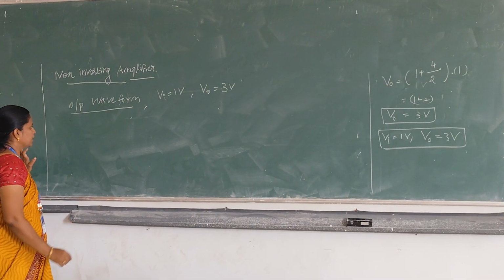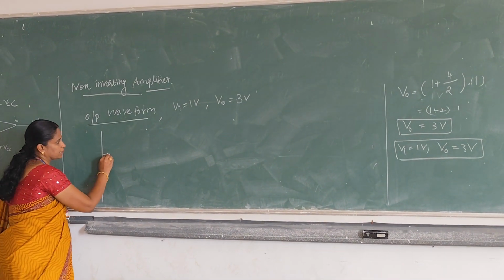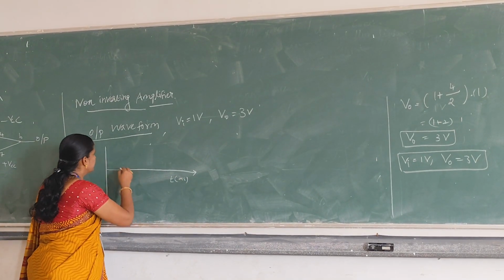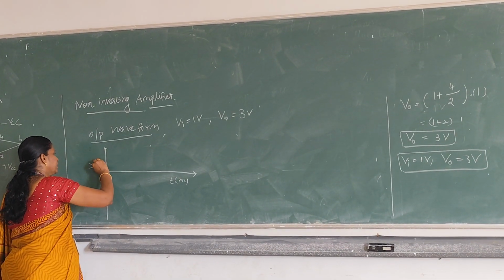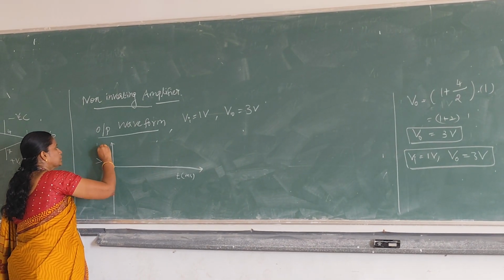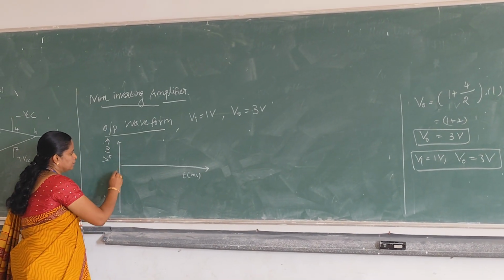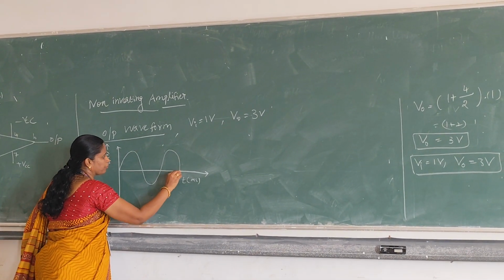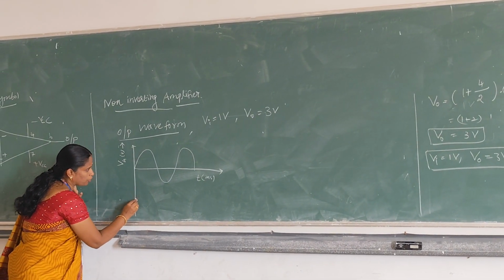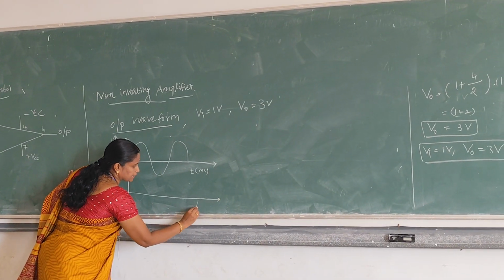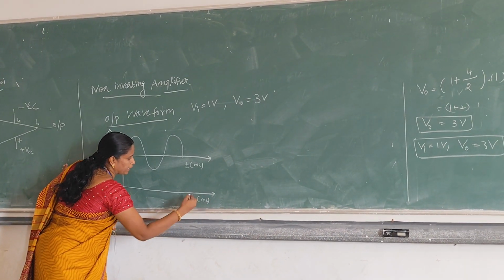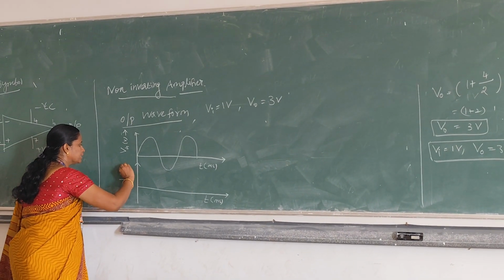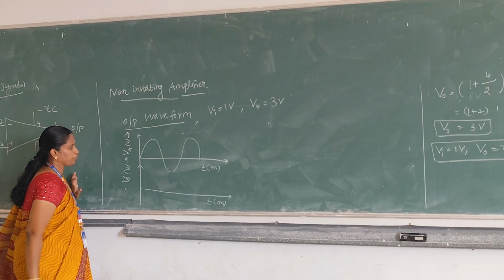Let us draw the graph. In the x-axis we take time period, and in the y-axis we take V in volts. Draw the input waveform first, a sinusoidal waveform, and then the output, where in the x-axis we take time in milliseconds and in the y-axis we take V naught in volts.